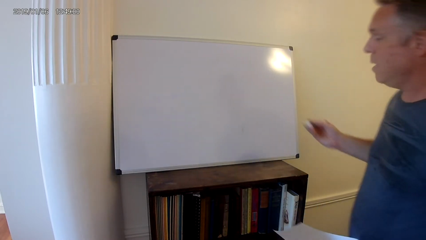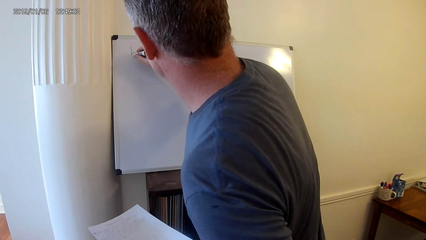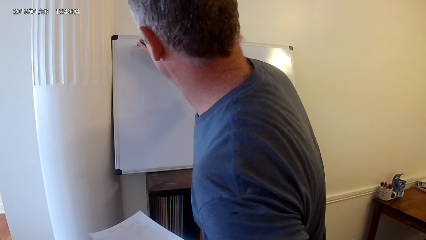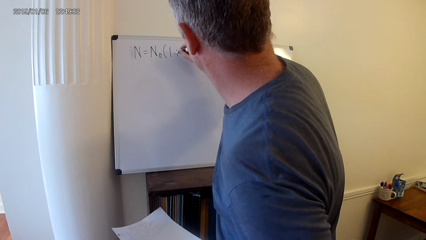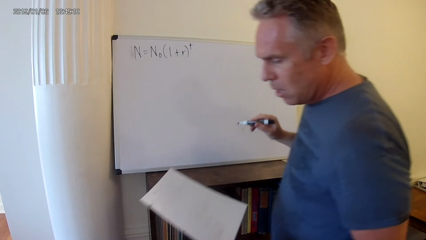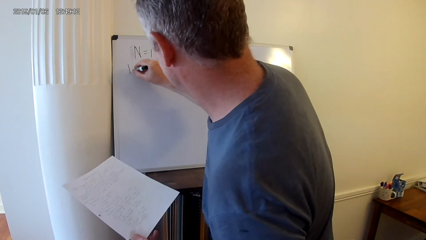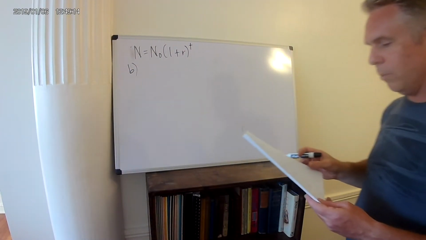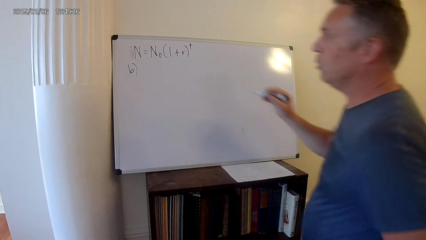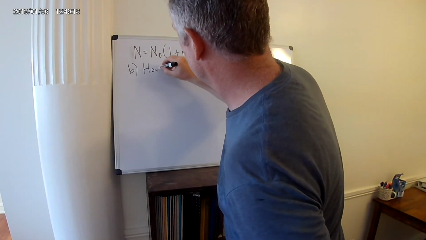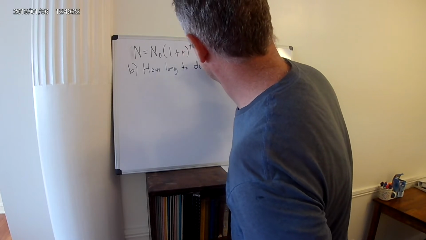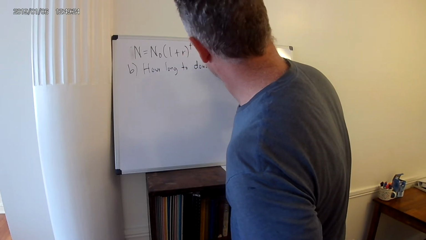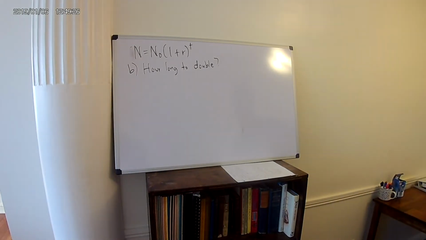Let's do part B here. Part B is, and I'm going to write down our basic equation again. N equals N0 times 1 plus R to the t power. Part B is, how long will it take the world population to double? So we're going to ask ourselves, how long does it take the world population to double?